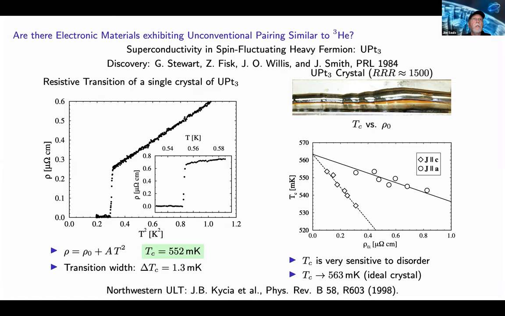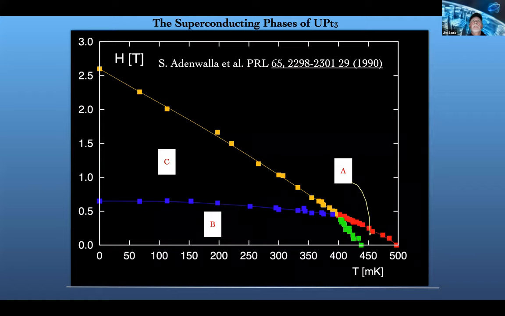Now, the resistive transition shows you only one transition, but the other connection to helium 3 is that uranium platinum 3 has multiple superconducting phases. So this is the phase diagram from Aidenwall et al. back in 1990. These are phase boundaries showing three superconducting phases in a magnetic field, H versus T. And at zero temperature, there are two Meissner states. There are two superconducting phases with a second superconducting transition occurring about 50, 60 millikelvin below the onset of the first transition.